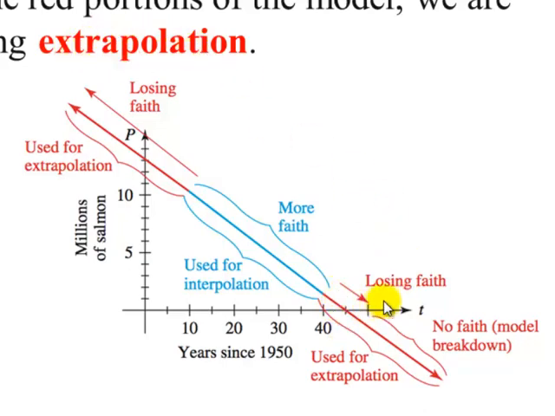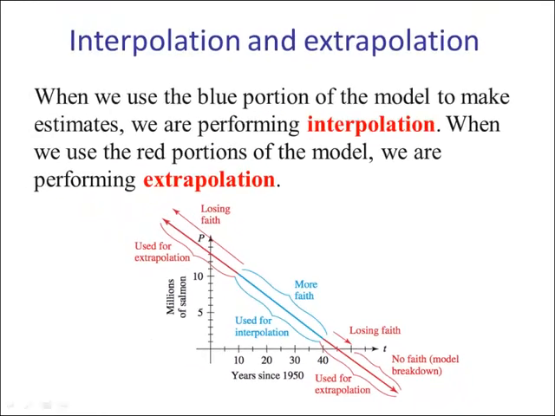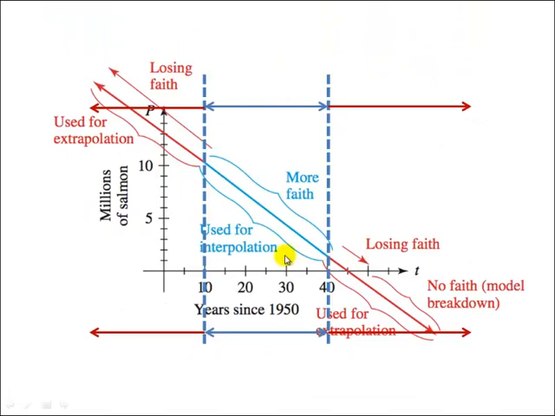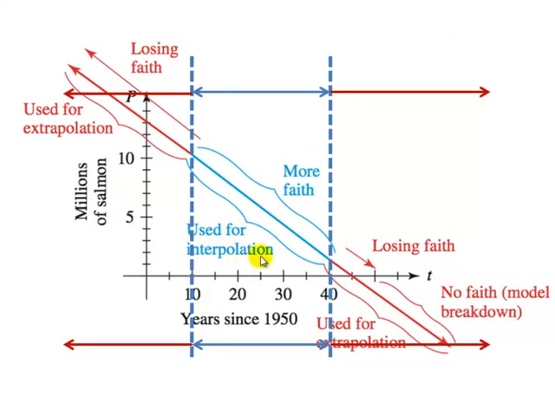And the further that we go beyond our domain, the more likely the model will have what's called a model breakdown. Let's look at a visual of this. Interpolation we can think of as inside the domain. Extrapolation is outside the domain.